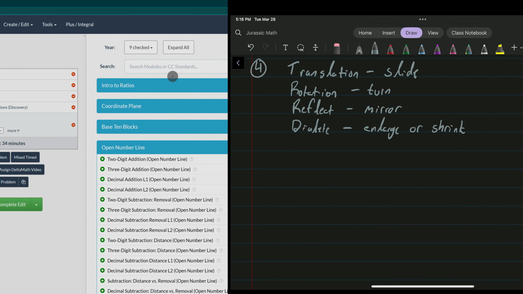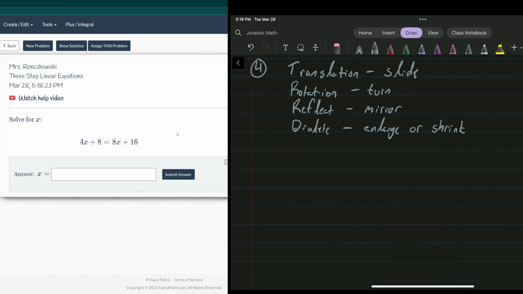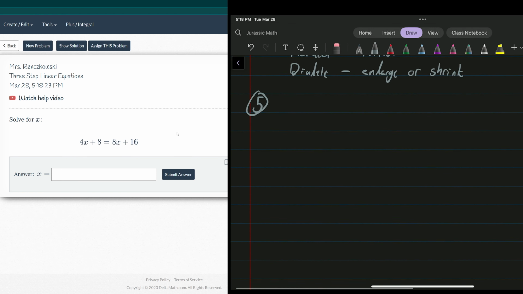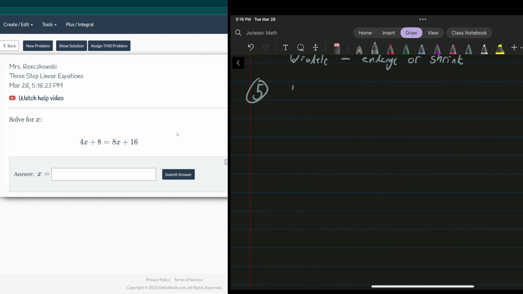And finally, the last one, 3-step problems. So this is just going back to the house method because you're going to be using the house method a lot. So let's write this down. 4x plus 8 equals 8x plus 16. Step 1, draw your line. Step 2, is there a letter on both sides? Well, yes, there is a letter on both sides on this one.